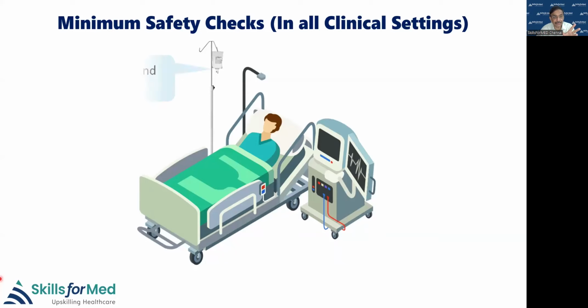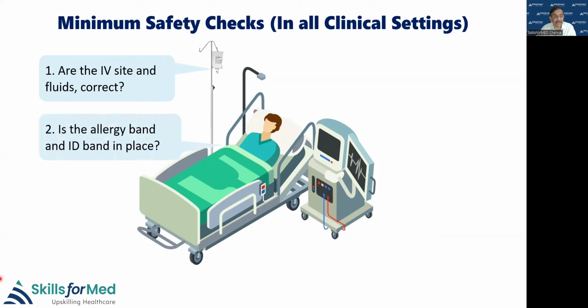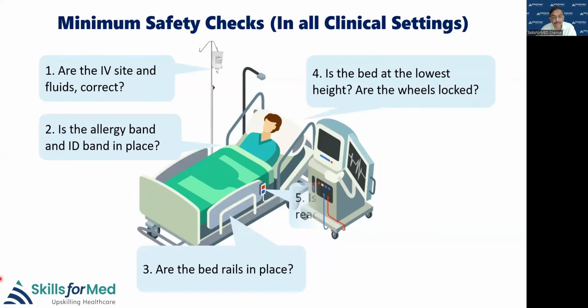It's easy to remember. So one is the IV site, which is on the patient's hand, and the IV fluids. Is it correct? Is it flowing? The second is the allergy band, again on the patient's hand. Is it in place? The allergy band and the ID band. And third, the bed railings, are they up? Is the bed height lowest? And is the call button within reach? So sorry, I told it the other way. It is 2 on the hand and 3 on the bed.